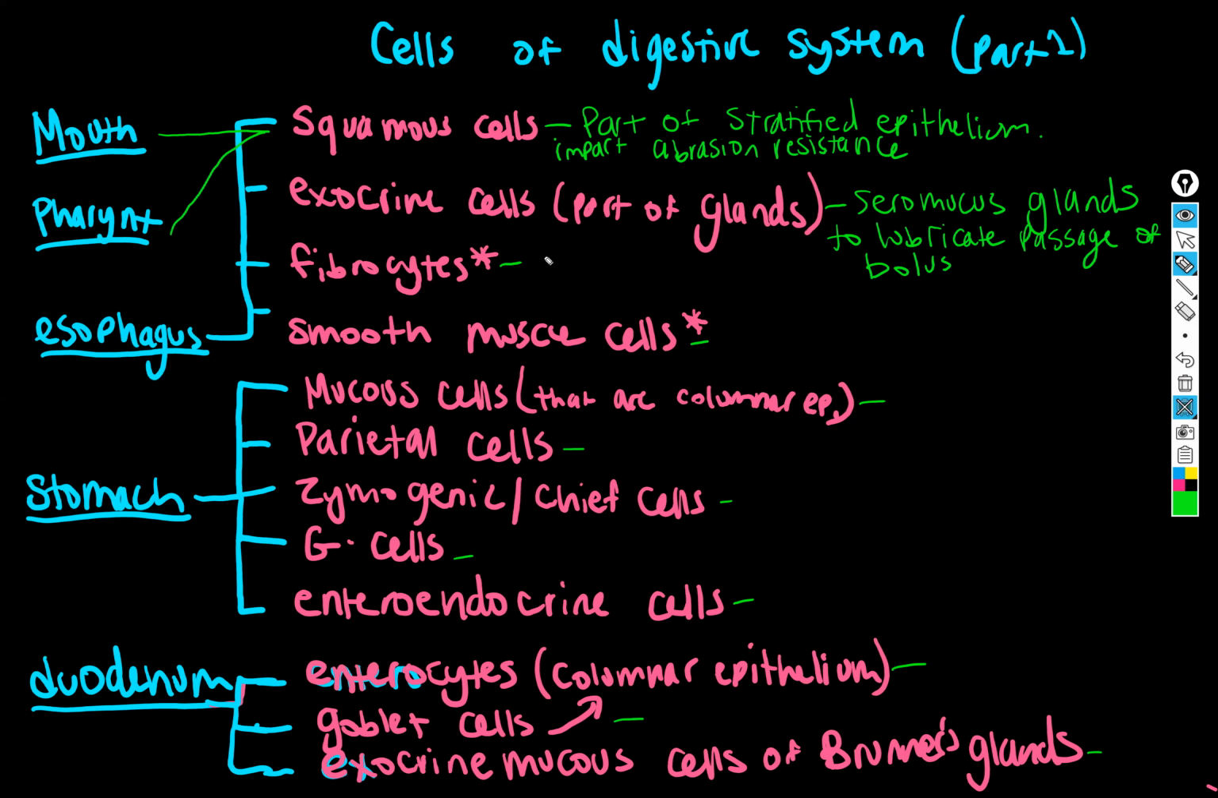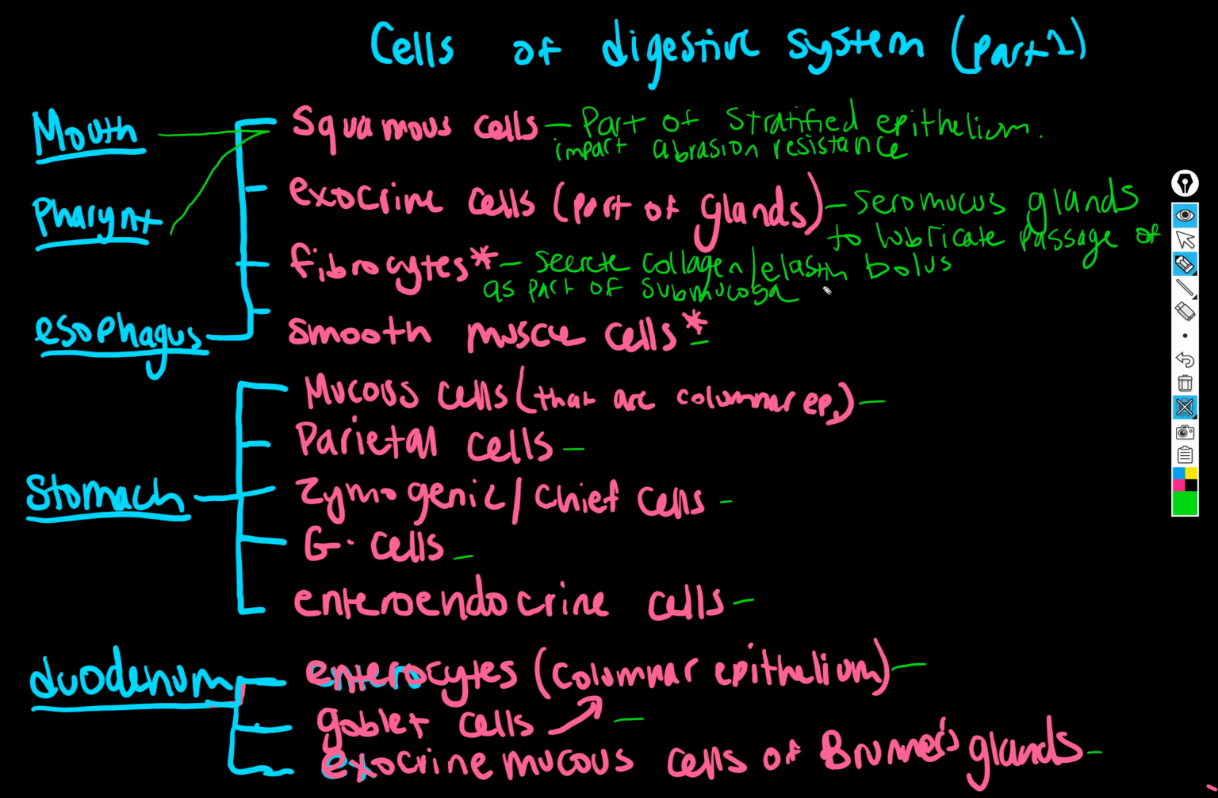Fibrocytes, wherever they are, are going to secrete collagen / elastin as part of the submucosa, which is the layer that underlies the mucosa all along the alimentary canal.